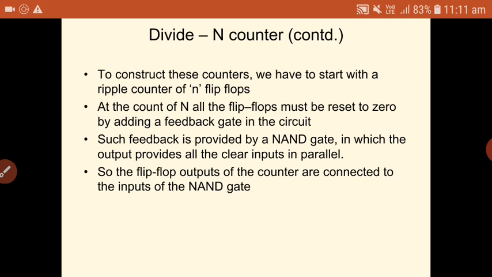So for constructing these divide by n counters, first we have to start with a ripple counter of n flip-flops, and after that, at the count of capital N clock pulses, all the flip-flops must be reset to 0. This can be done by giving feedback with the help of a NAND gate. The flip-flop outputs of the counter are connected to the inputs of the NAND gate, so that the NAND gate output is connected to the clear input of all the flip-flops, so that all the flip-flops will be reset.